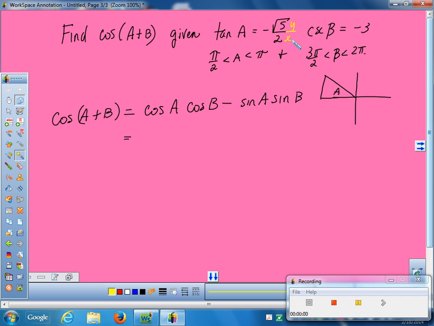Okay, so if I know tangent is y over x, don't I know then that side y is square root of 5 and side x is 2? And then you have to decide which one gets the negative. Why'd you say the 2 is negative? Yeah, 2 is going left, yep. Okay, then what are you going to have to do to find the third side?